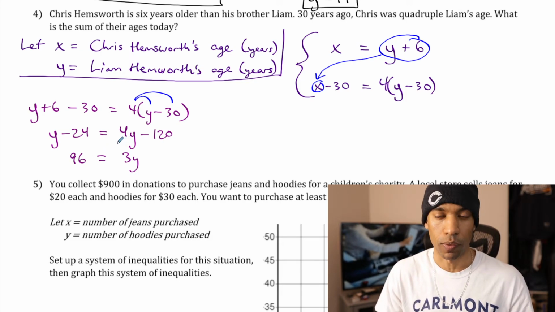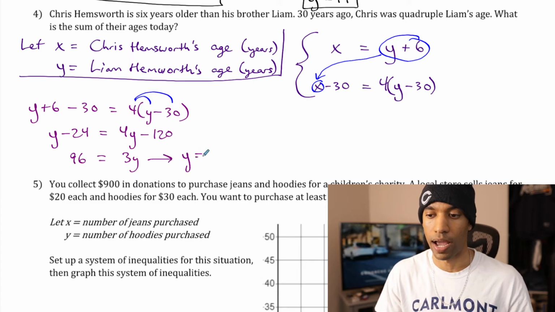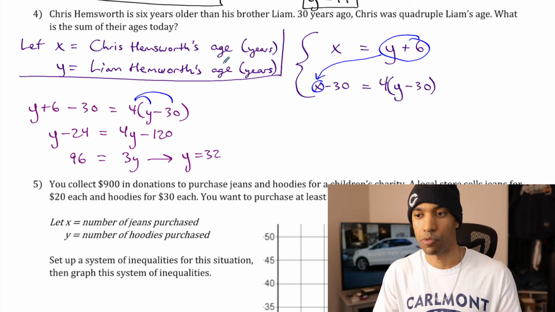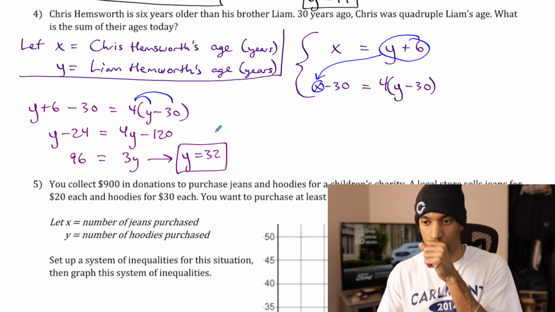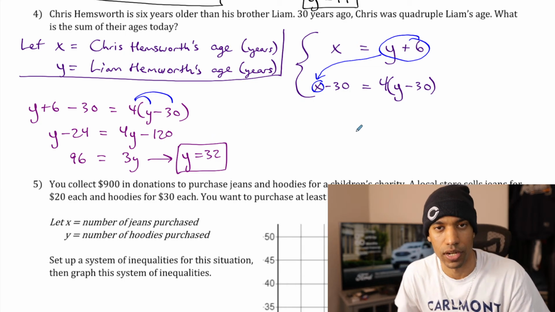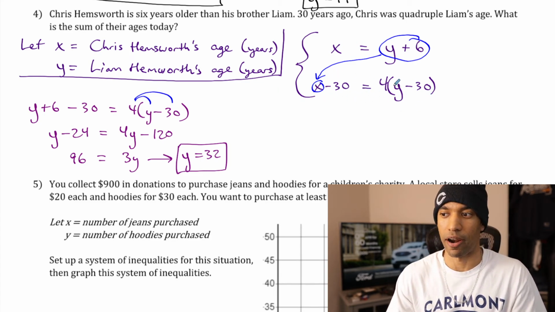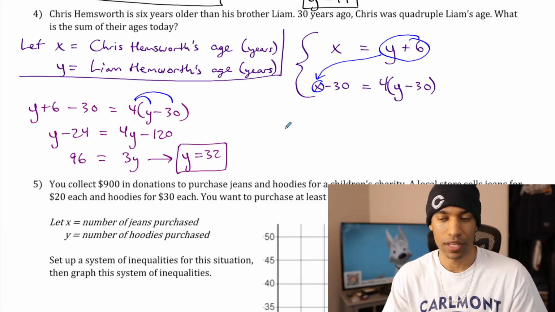Divide both sides by 3. 96 divided by 3 is 32. We get y equals 32. Today, Liam Hemsworth's age is 32 years old. How old is Chris Hemsworth today? You can either go to the bottom equation and compare how they were 30 years ago, or you can go to the top one. Chris is 6 years older than Liam.